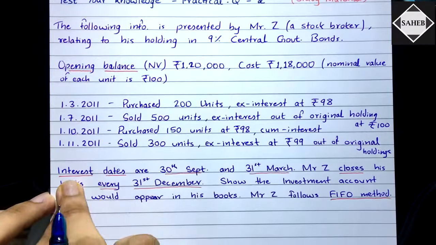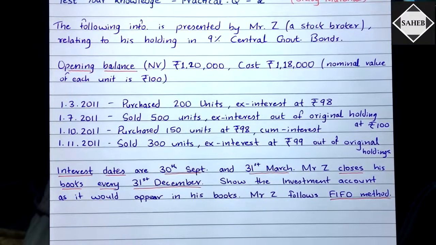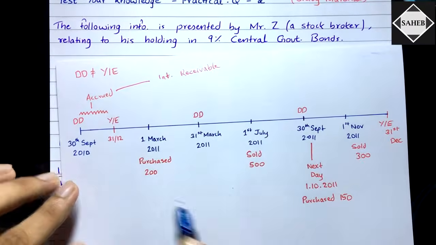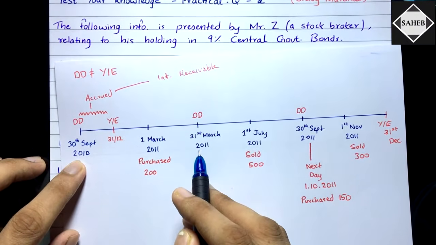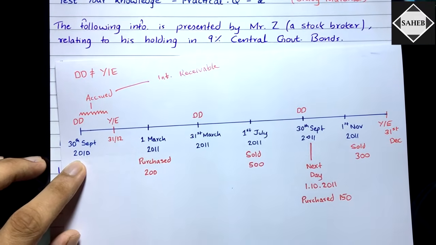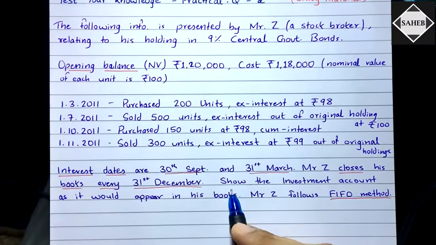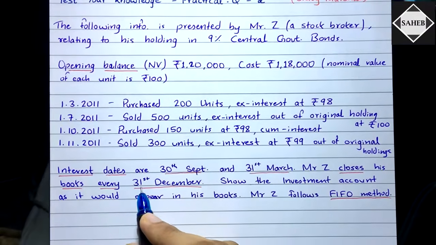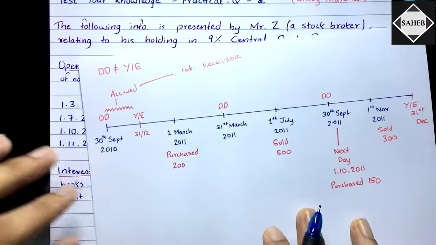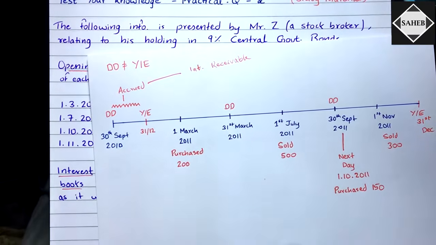And if you see the last para here, interest dates are 30th September and 31st March. Let me show you the diagram. See here, in this question the due dates are 30th September and 31st March 2011. Leave the year, you have to see the months, 30th September and 31st March. And the year end is when? Mr. Z closes his books every 31st December. This year end is on a different date, 31st December, and the due dates are on 30th September and 31st March. So here the interest receivable concept will come into existence.